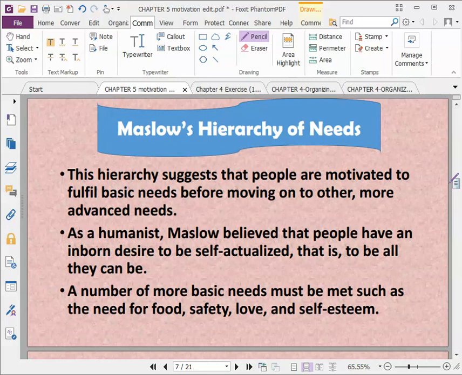So under Maslow's hierarchy of needs, let's look. Maslow's hierarchy of needs. The name here is hierarchy. Hierarchy is in a pyramid. The needs are shown with an illustration of a pyramid. The hierarchy is a pyramid.